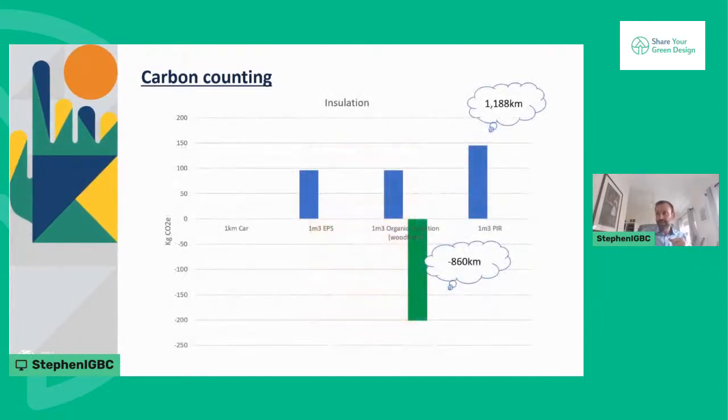And last one, insulation. So the production of wood fiber insulation has about the same carbon cost as EPS, but it also absorbs carbon as it grows before we harvest it. So this cubic meter of insulation can balance out about 860 kilometers of driving emissions, even after you've taken the emissions of its production process into account. So we need to think about storing that for as long as possible, reusing it after the building is deconstructed.